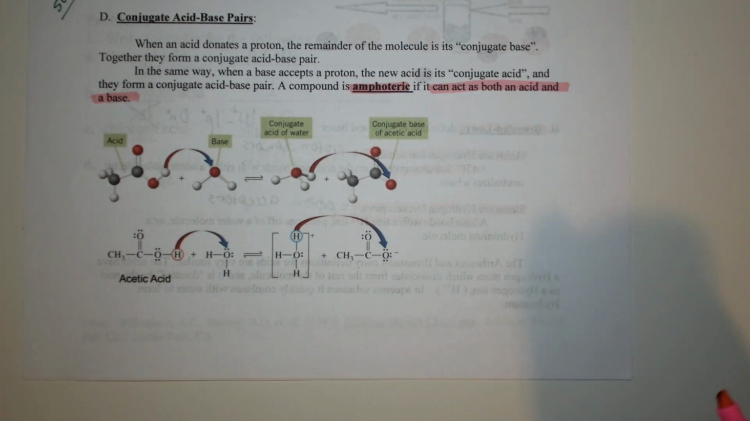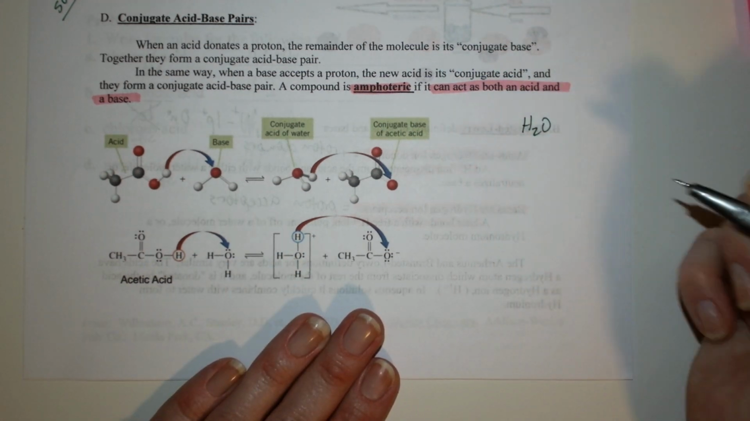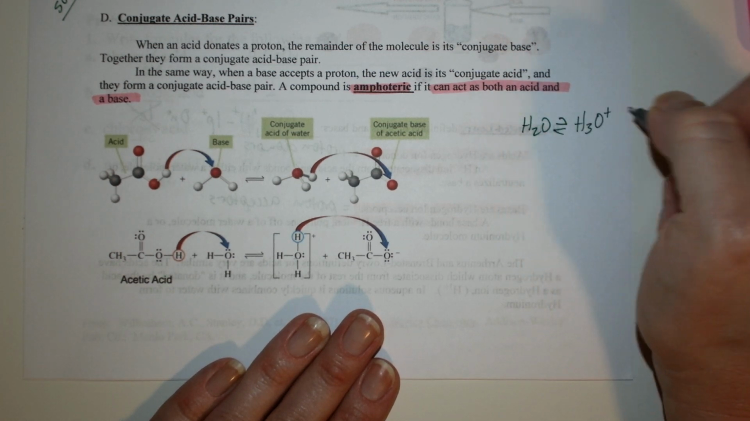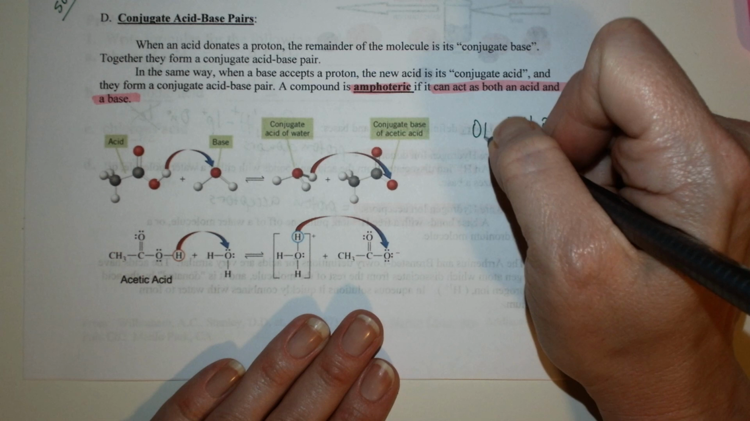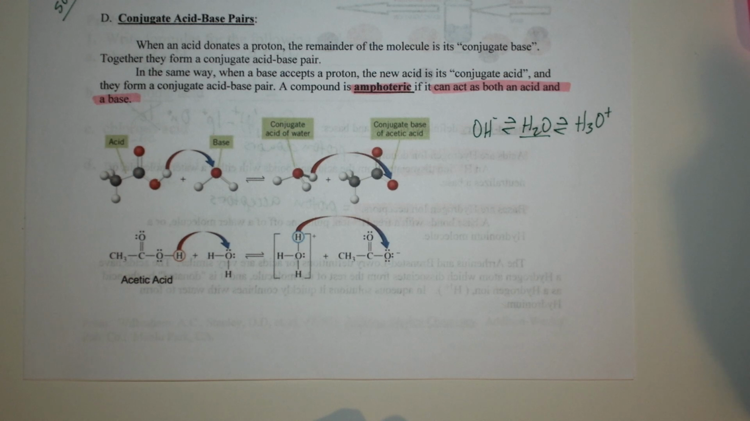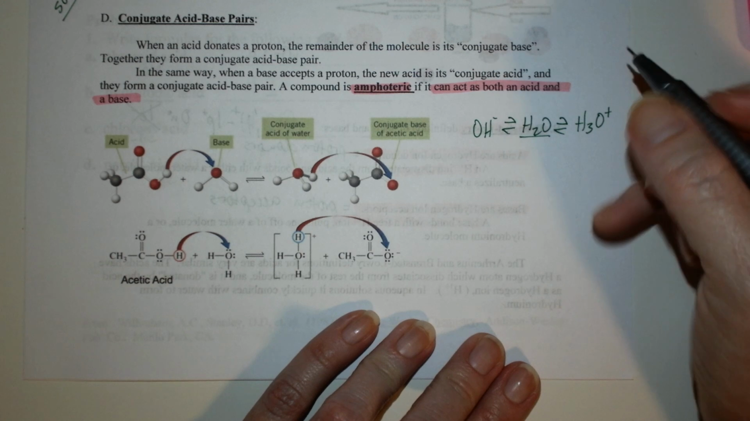Really, anything that has the capacity to gain or lose another hydrogen and be something that exists is called amphoteric. So water can gain a hydrogen and become hydronium ion, or it can lose a hydrogen and become hydroxide. So water is amphoteric. Several polyatomic anions would be considered to be amphoteric as well.